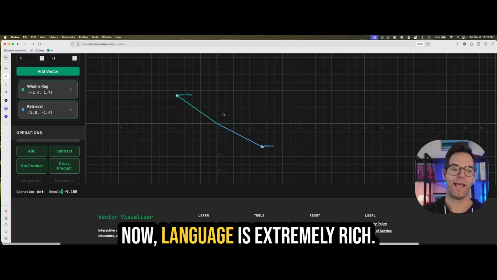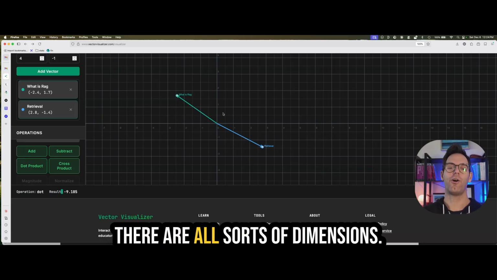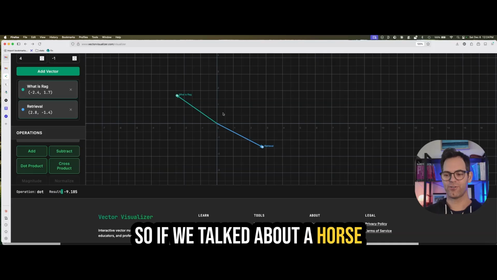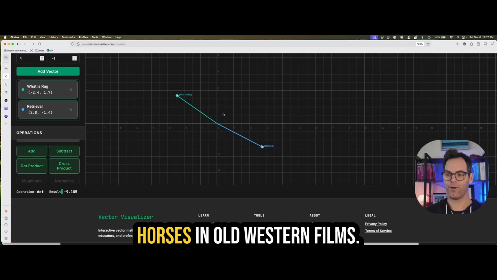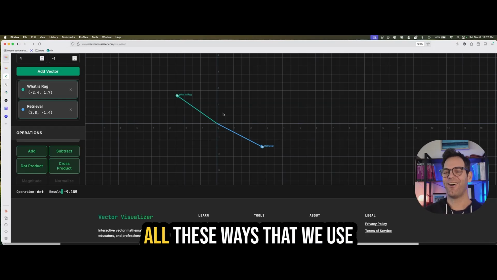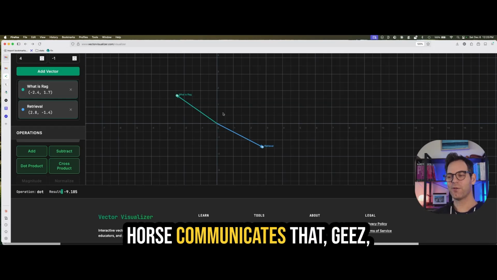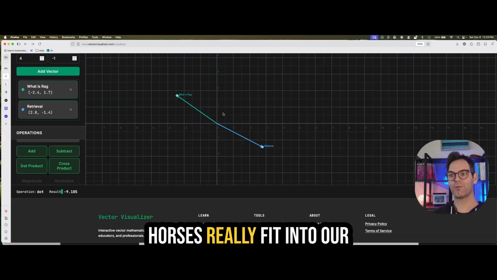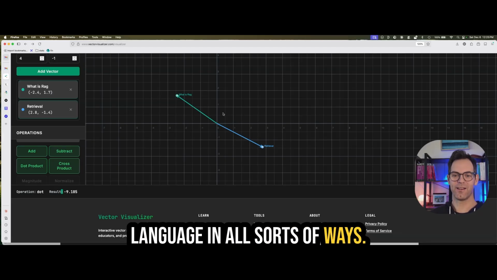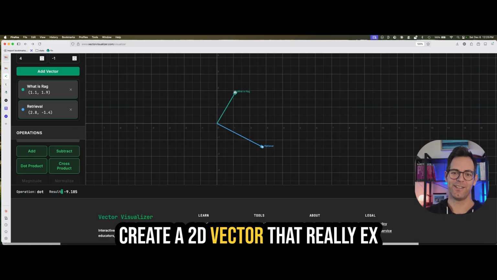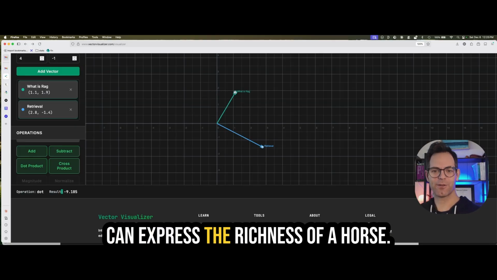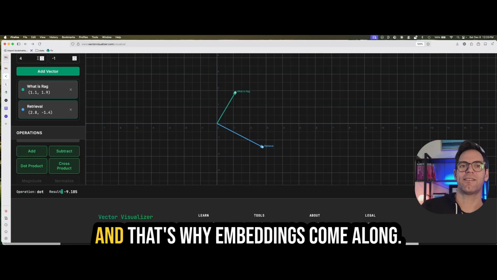Now, language is extremely rich. There are all sorts of dimensions. So if we talked about a horse on a chess set, there are all sorts of kinds of horses in old Western films. A horse, stop horsing around. All these ways that we use horse communicates that, geez, horses really fit into our language in all sorts of ways. Now, it seems unlikely that I can create a 2D vector that really can express the richness of a horse. And that's why embeddings come along.